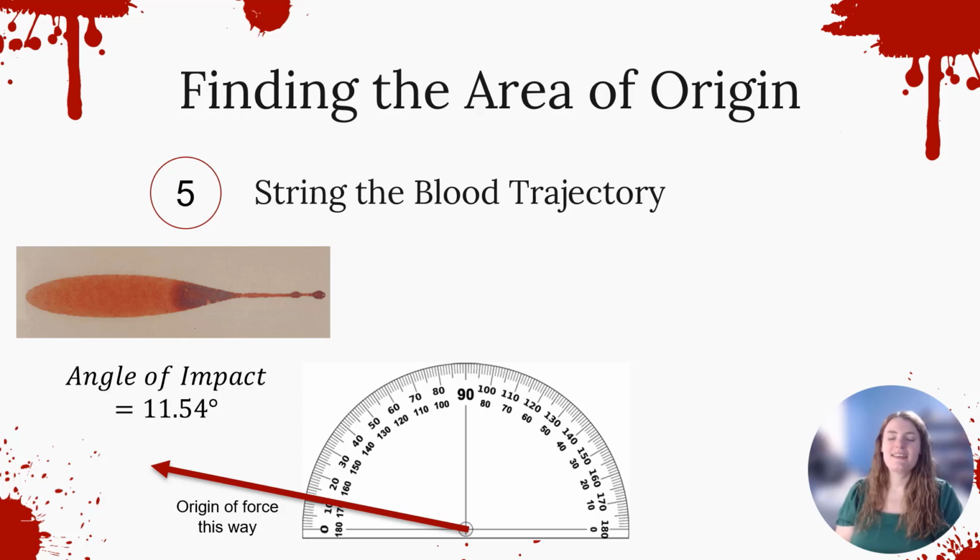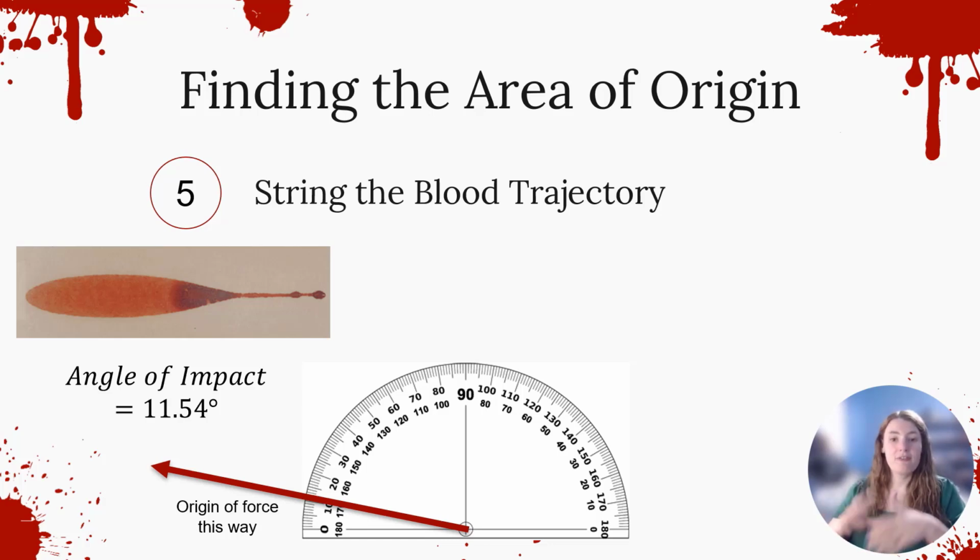Okay, so then step 5, we're going to put this all together to string the blood trajectory. We know that the location of the original force was to the left of the blood drop because the force was moving from left to right when the blood impacted the surface. We also know that the angle of impact of the blood drop was 11.54 degrees. Using a compass, we can string the path that the blood drop took through the air. To string a blood stain, you need to know whether you are calculating an area of convergence or an area of origin, because it changes it a little bit.